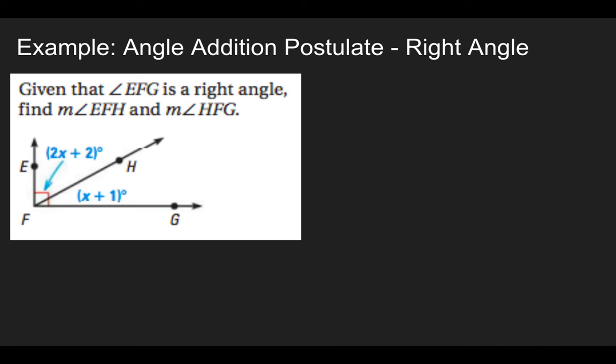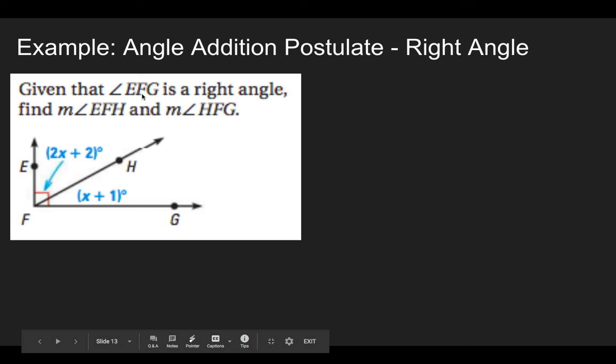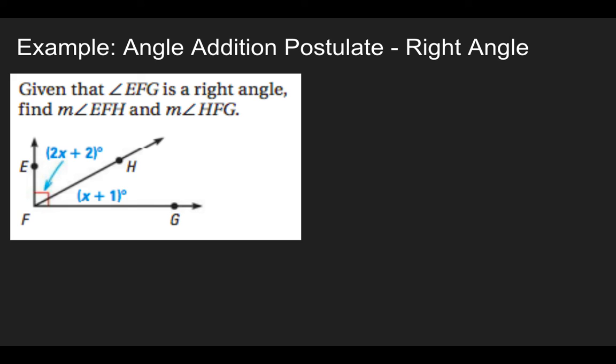Not every time when you're given a diagram are they going to explicitly tell you what the outside measure is. You're going to have to figure that part out. So it says, given EFG is a right angle, meaning it is equal to 90 degrees, find the measure of EFH and HFG. So again, the first thing that we need to do is set up an equation using the angle addition postulate to solve for x. Let's begin.